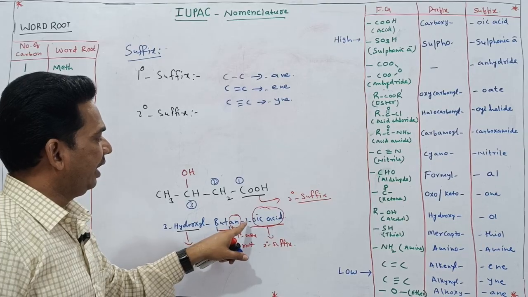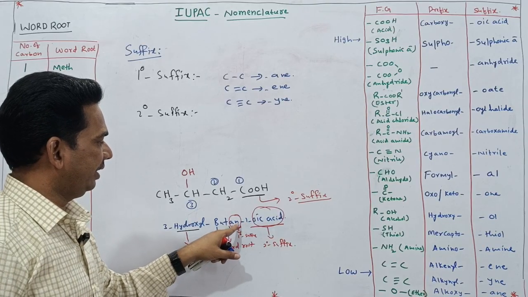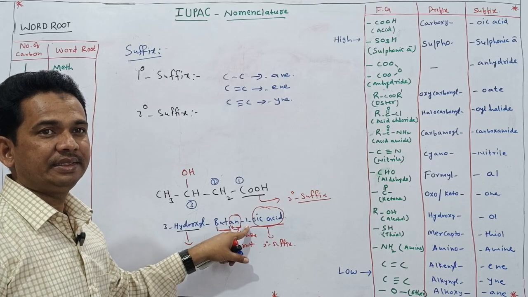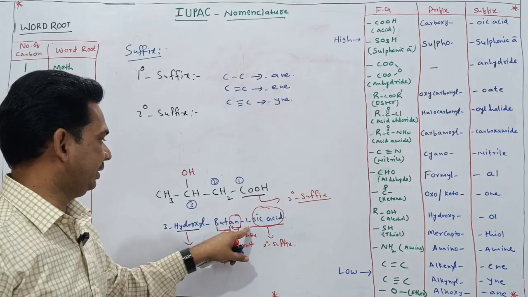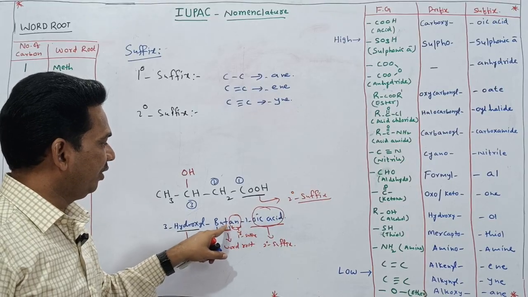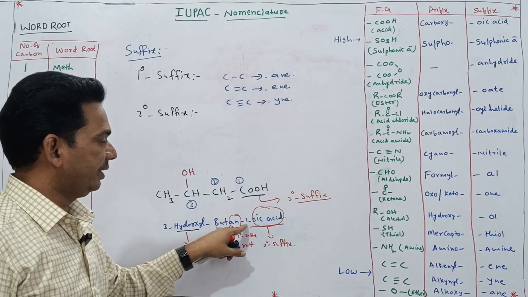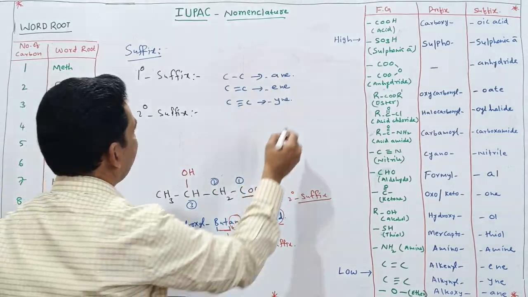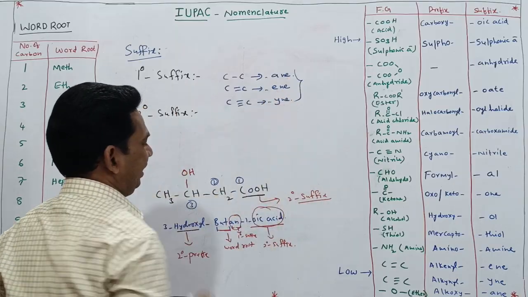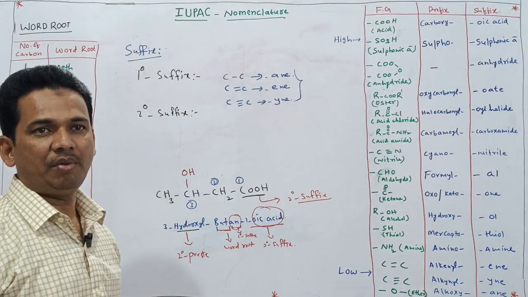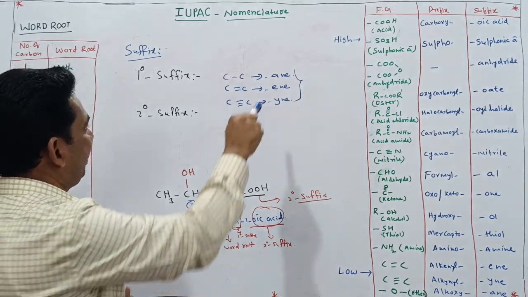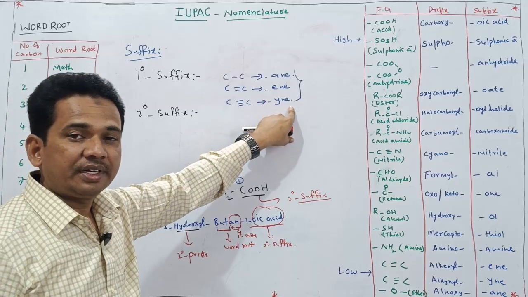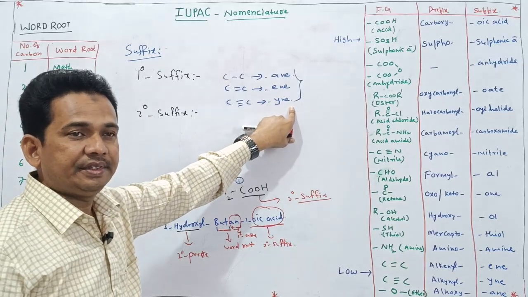Here, "an", I skipped the e, because it is part of the nomenclature: the e is removed when we write oic acid. That's why we write only butane, and "an" is called the primary suffix. "En" means the compound has a double bond, and that also comes under the primary suffix. Triple bond, "yn", also comes under the primary suffix.